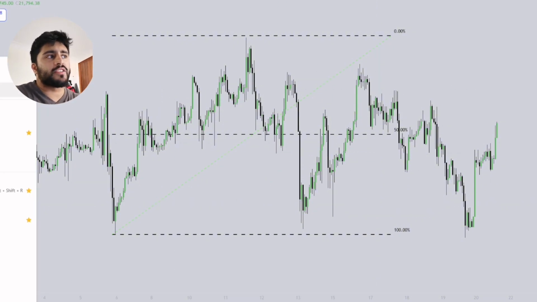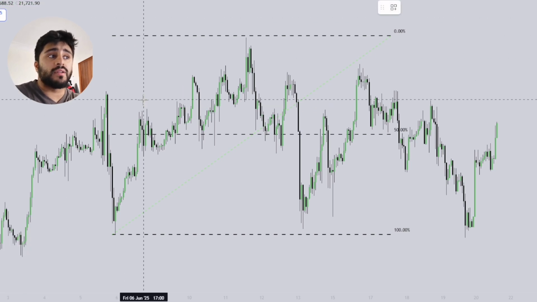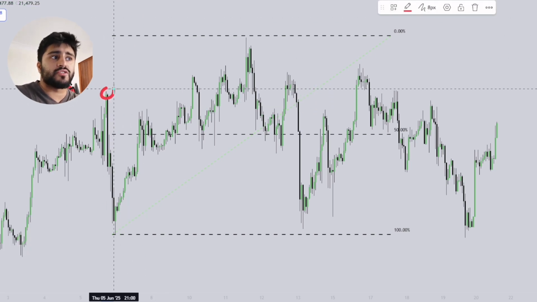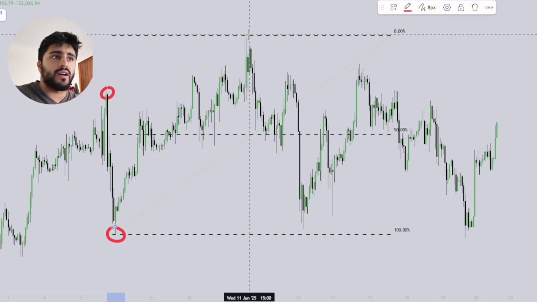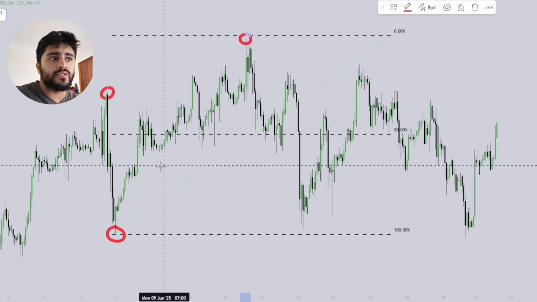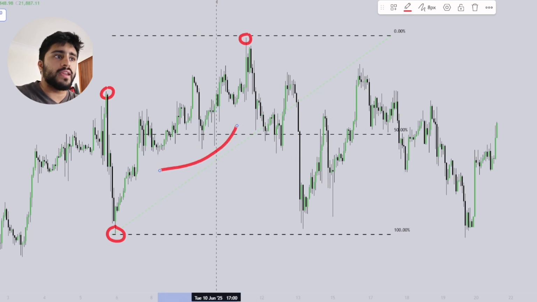So how am I looking at market structure on NASDAQ here on the 1 hour time frame? I'm seeing a structural high, a structural low, and then a break of structure over here. So I am going to mark this as my structural high. This to me is all internal structure, internal range liquidity over here.